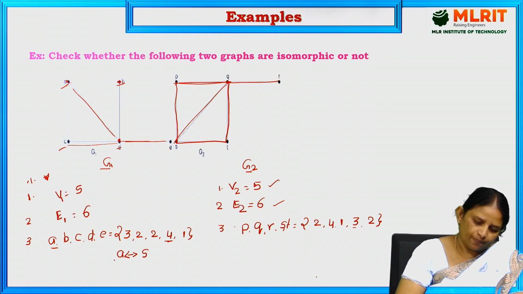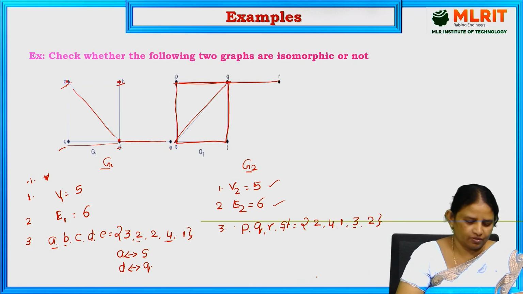Next, B is equal to, so here B is 2. So after that we can finalize. Then C also has 2. D is equal to 4. Then Q is also consisting of 4. D is equal to Q.